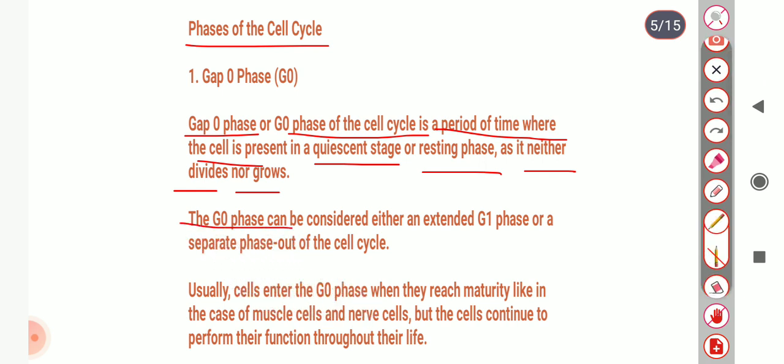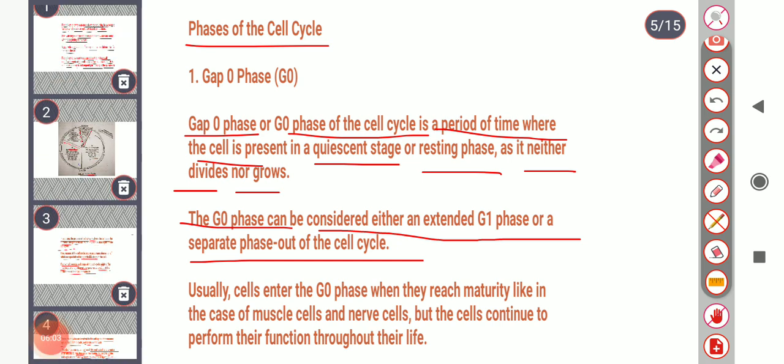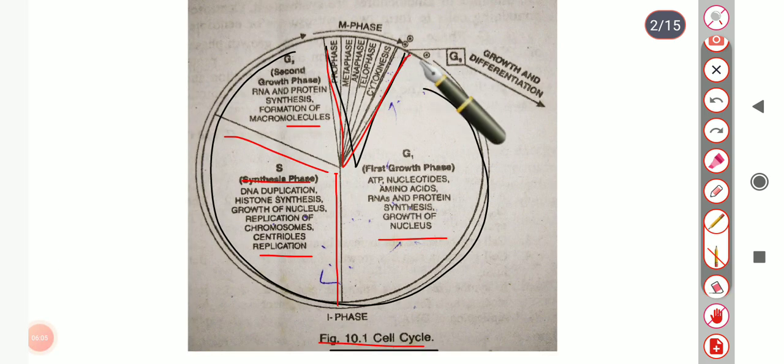The G0 phase can be considered either an extended G1 phase or a separate phase out of the cell cycle. You can see the structure of the G0 phase. Here is the G0 phase. This small portion is the G0 phase, also called the resting phase of the cell.